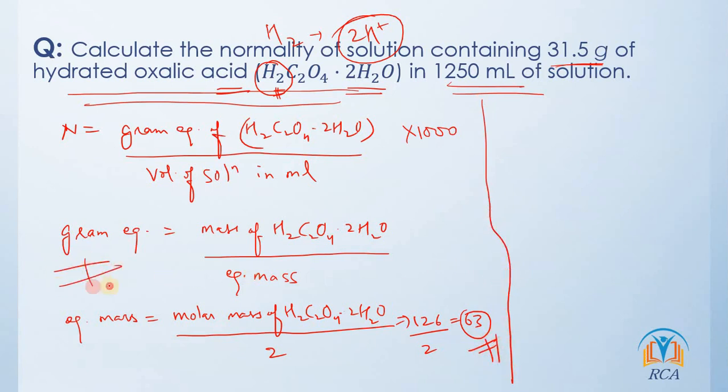Now what do we have to find out? We'll have to first of all find out the gram equivalent. What is gram equivalent equal to? It is the mass of the solute. What is the mass of solute given as? It is given as 31.5. We are already given that particular mass.